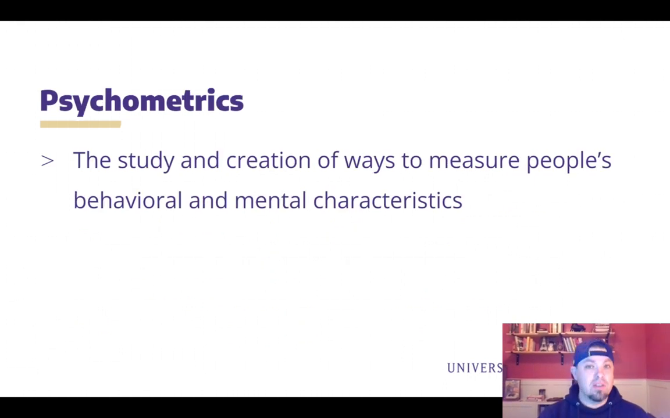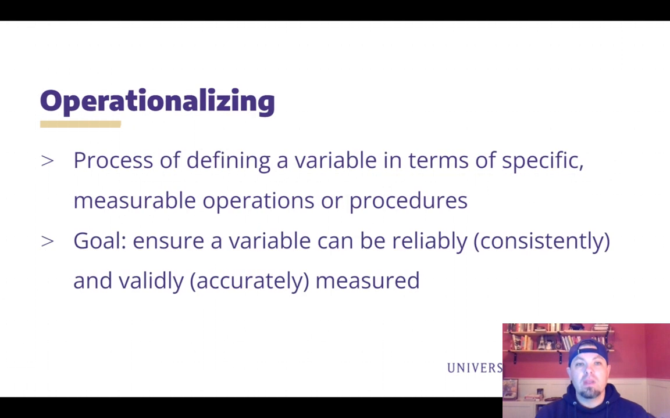Fortunately, psychologists developed a field dedicated to this issue called psychometrics, which is the study and creation of ways to measure people's behavioral and mental characteristics. Psychometrics are now used across the social sciences as a framework to measure a wide variety of constructs at different ecological levels. Now let's jump into how to create measures.